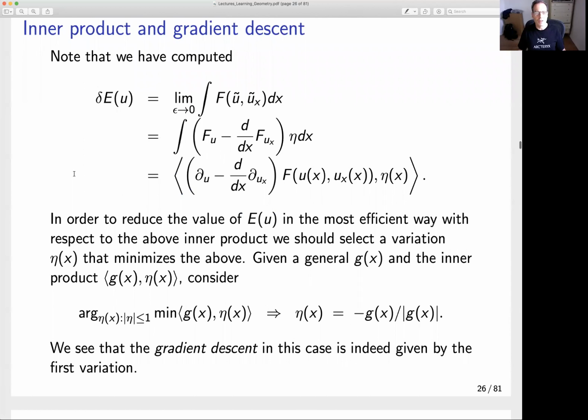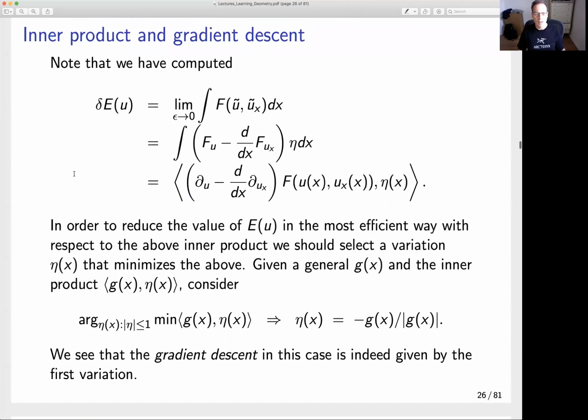So the way to look at it goes as follows. What we did is we look at the limit of this equation. So this is called the first variation. And what we got at the end is that this needs to be equal to 0 for each and every eta. And equating this part to 0 is called the Euler-Lagrange equation.